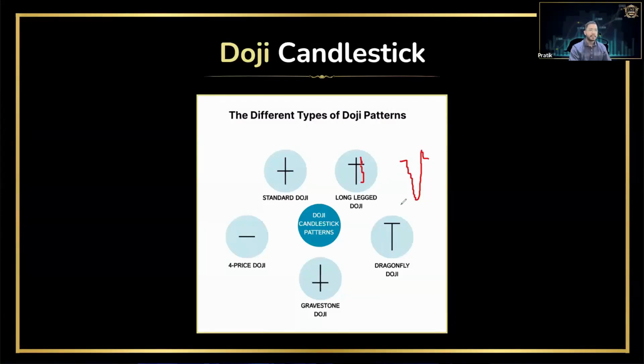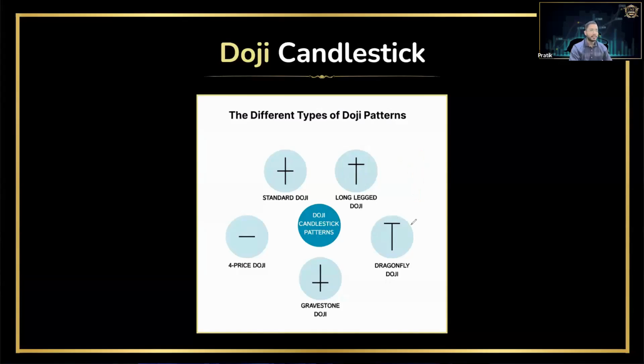Does it not mean that even though the price tried to go down, the buyers pushed up? So here, can I say the buyers are slightly winning over the sellers? The buyers are slightly winning. They couldn't keep the price down. By looking at this picture, I can say it's equal, but still the buyers, maybe 55, 45. Buyers are 55, sellers are 45. So this is the long-legged doji.